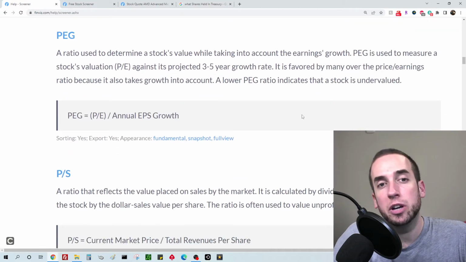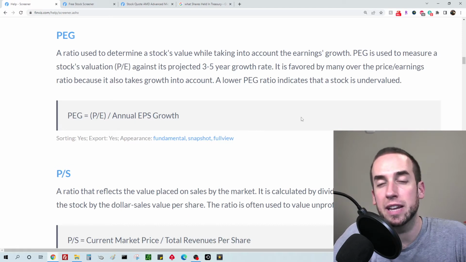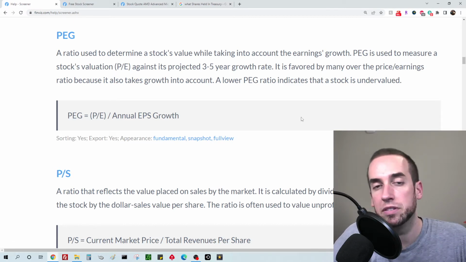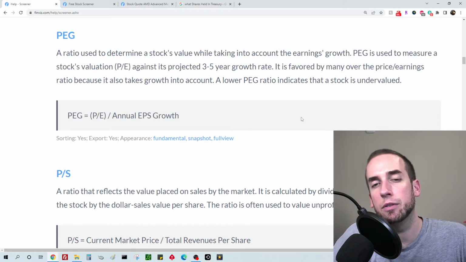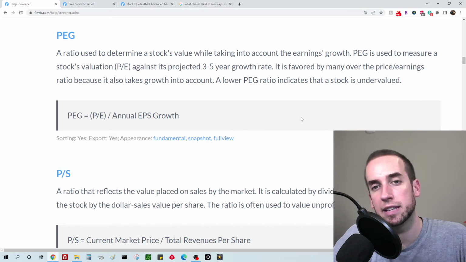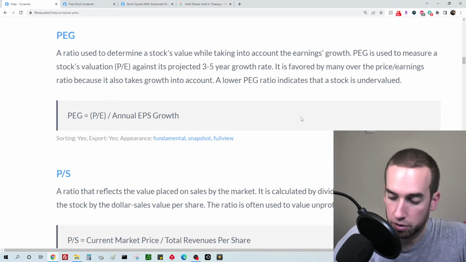Okay, the PEG ratio, a ratio used to determine a stock's value while taking into account the earnings growth. PEG is used to measure a stock's valuation, PE, in parentheses, its projected 3 to 5 year growth rate. It is favored by many over the price divided by earnings ratio, PE ratio. Why? Because it also takes growth into account. A lower PEG ratio indicates that a stock is undervalued. I'm just going to throw that out there.